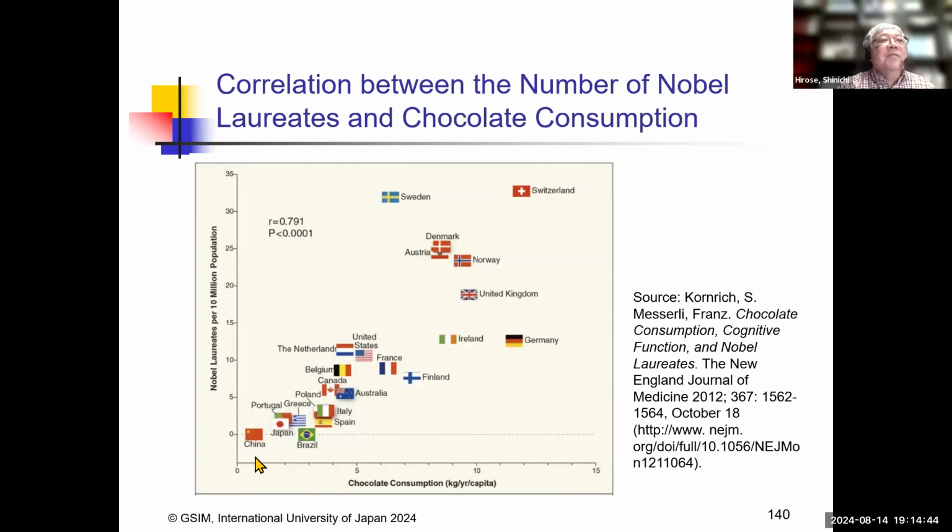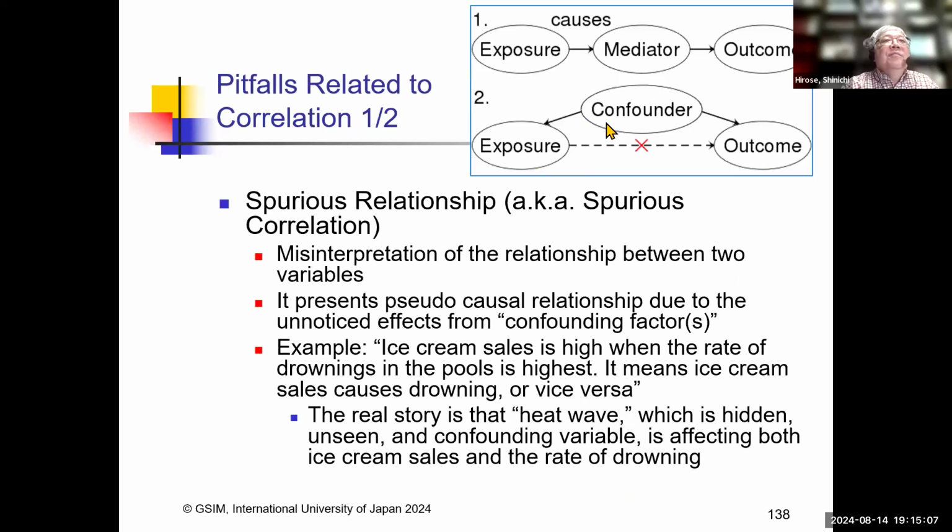However, this kind of relationship occasionally emerges. But apparently in this case, you shouldn't assume chocolate consumption and the Nobel Prize have a relationship. There must be some hidden and complicated chain of relationships.